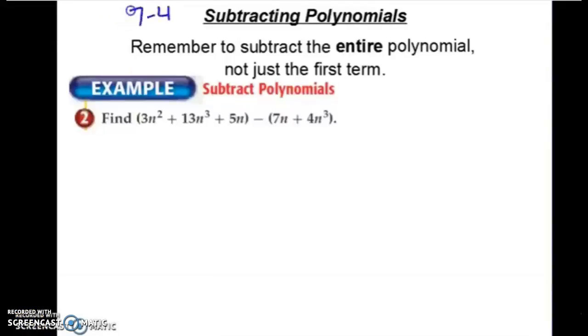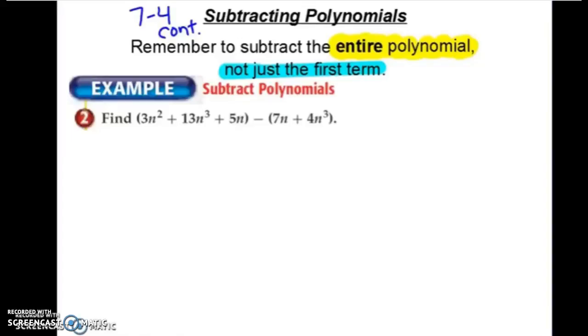Section 7.4 continues with subtracting polynomials. This is very similar to adding polynomials, except we need to remember to subtract the entire polynomial, not just the first term. This is a very big common mistake I see. It's almost like you distribute the negative, or distribute your subtraction.